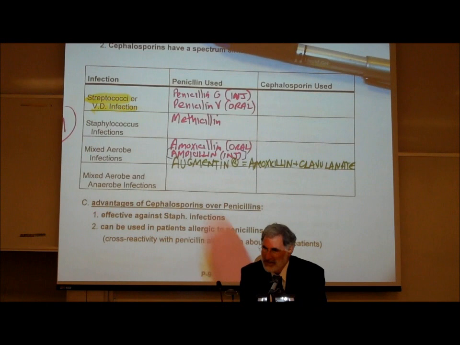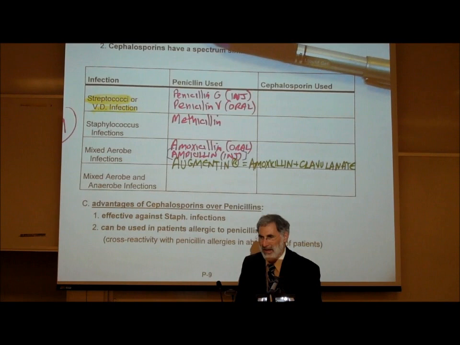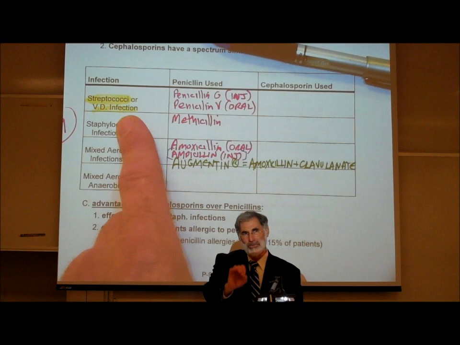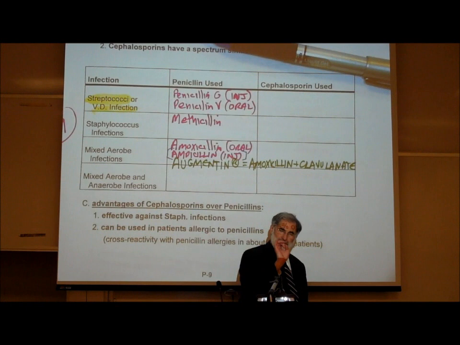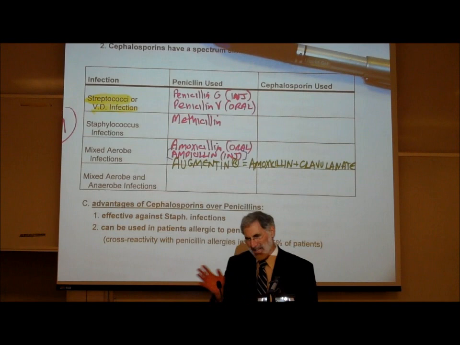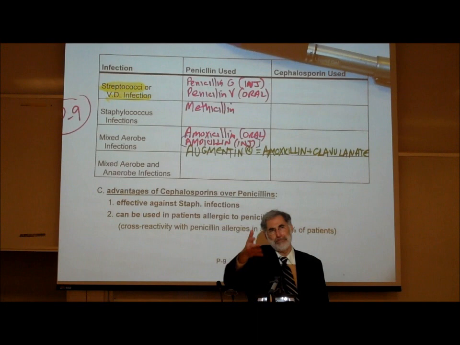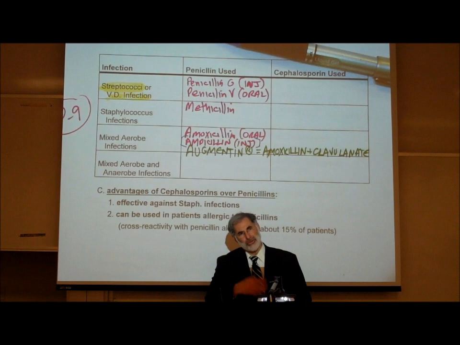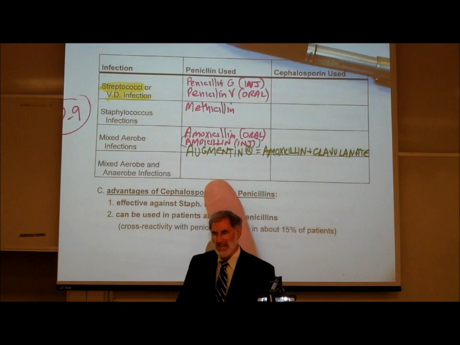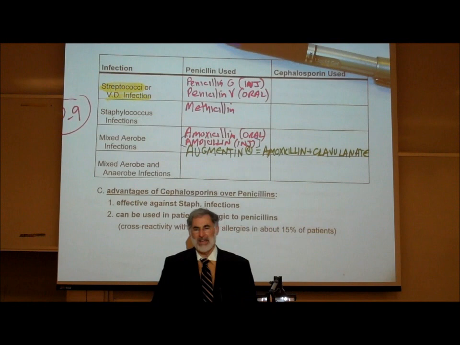So the original penicillin was G or V. G is given by injection, V is taken orally. That's good against strep, and it's good against gonorrhea and syphilis. If you just have staph, then they'd give methicillin. But it doesn't work so good against anything other than staph. The problem is, very commonly, you've got a mixed aerobic infection that might include strep, and it might include staph, and it might be a whole mixture of stuff. If you give them amoxicillin, it will work against strep and even E. coli and other aerobic bacteria, but it won't work against staph. But by adding clavulanate, that's called augmentin, now it'll work even against staph in that mixed aerobic infection.